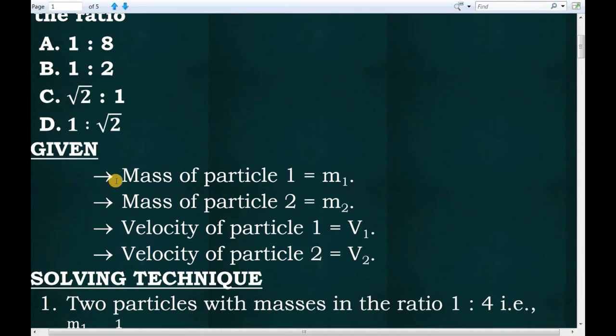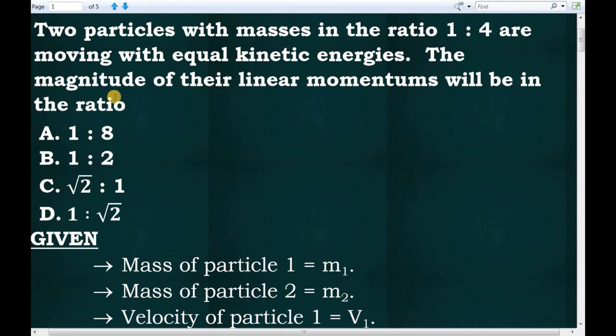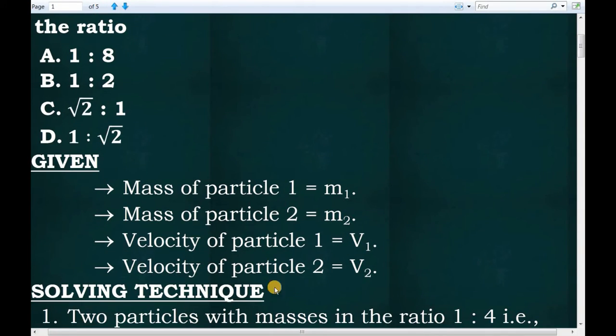First, mass of the particle 1 is taken as m1. Second, mass of the particle 2 is taken as m2. Third, the velocity of the particle 1 is taken as v1. And fourth, the velocity of the particle 2 is taken as v2. By using these four conditions, we are going to find the ratio of linear momentum of the two particles. Now I will move to the solving technique.